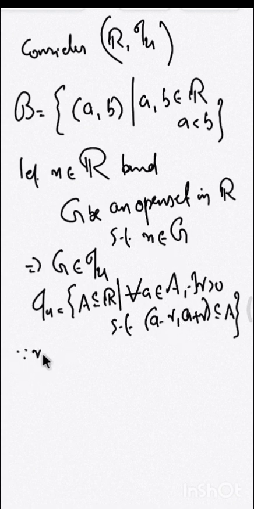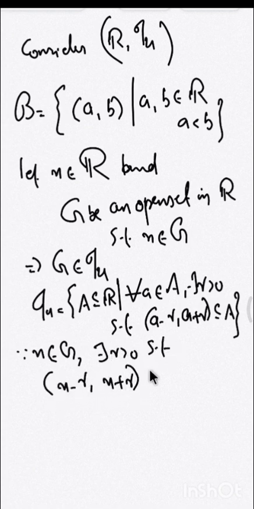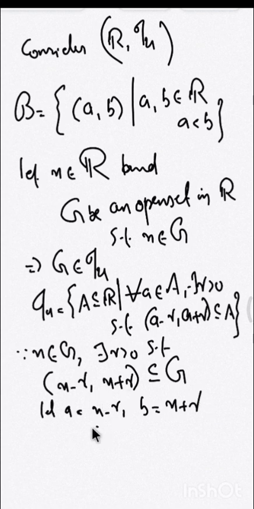Since x is in G, there exists some r greater than 0 such that the interval (x minus r, x plus r) is completely contained in G. Now, x is a real number, r is a real number, so x minus r and x plus r are real numbers. Let a equal x minus r and b equal x plus r. Then this interval is of the form (a, b).